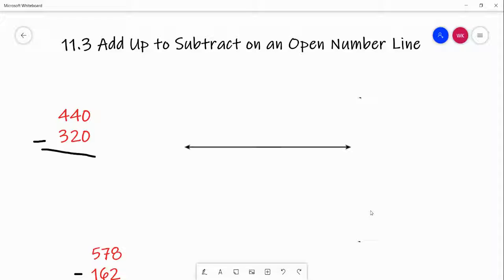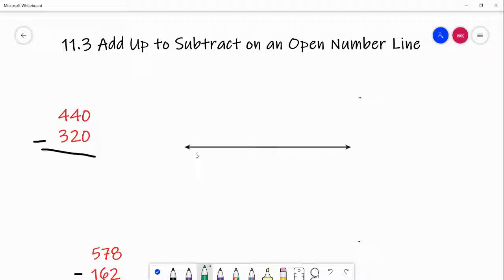So whenever you think of the problem, you're like, okay, what is 5 minus 3? You think to yourself, okay, 2 plus 3 equals 5. Okay, so 5 minus 3 equals 2. That's how some of our brains work to trigger. So that's why we're going to be working with add up to subtract on an open number line. Because some people just work that way. That's how their brains work. So we are going to be working with addition with subtraction.